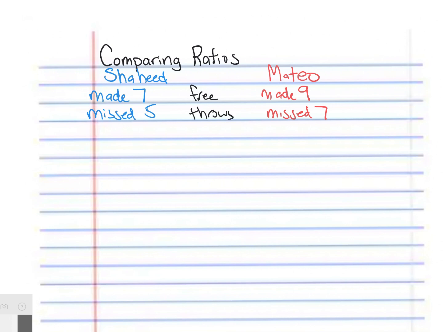So the question we want to answer is, who was the better shooter that day? So we can't just judge it by how many they made, right? Because they also missed different amounts and they took different amounts of shots, and that's kind of what we're going to explore here. Now, hopefully you remember that there are different types of ratios that we can write.